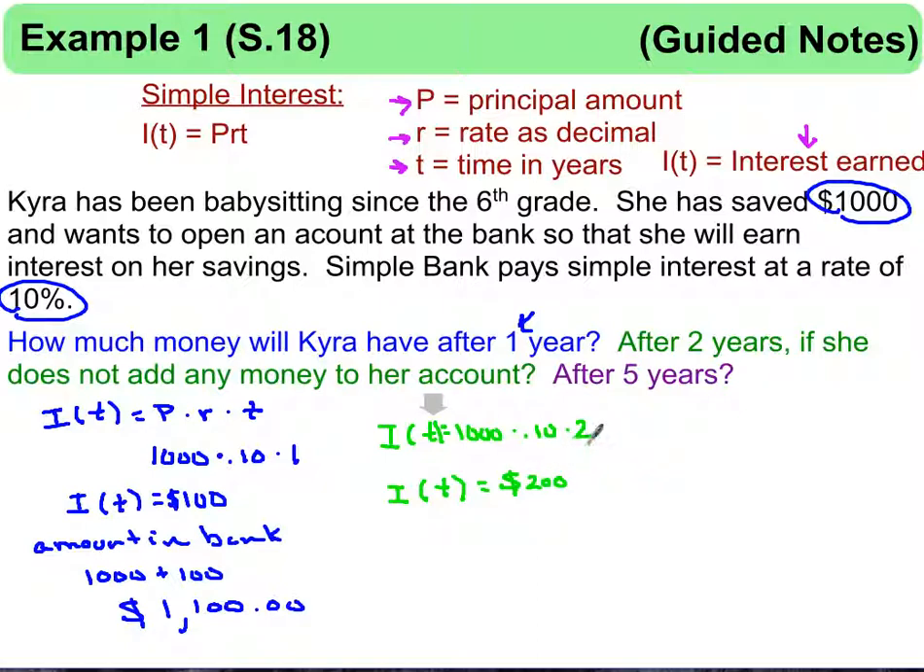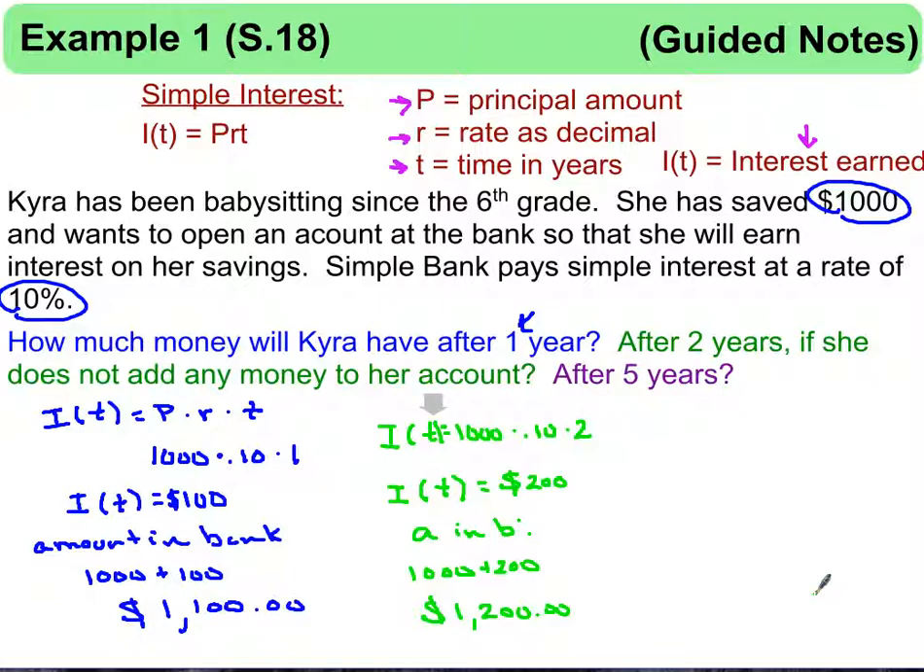$200. Now again, that's not the amount that I have in the bank. To get the amount in the bank, so we'll just say the amount in the bank, I need to take the principal amount, the $1,000 that I have to add the 200, and then so I would end up with $1,200 in the bank.